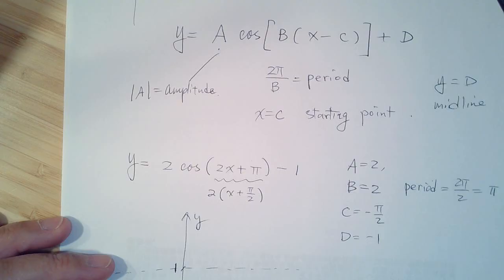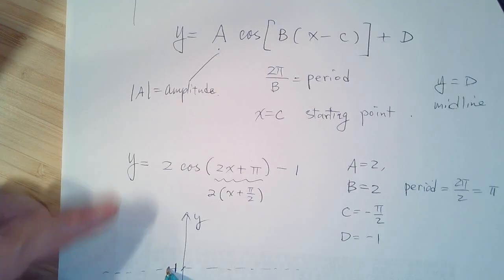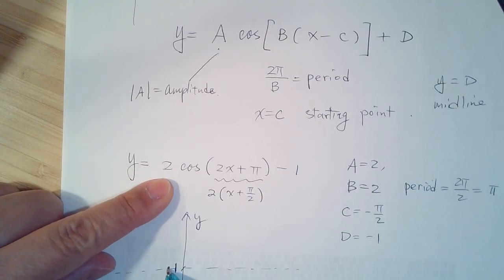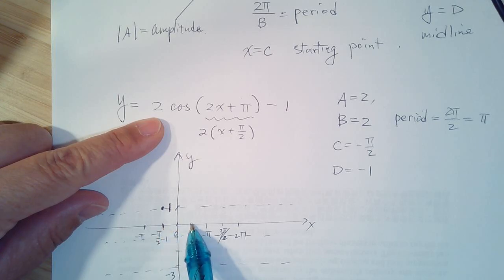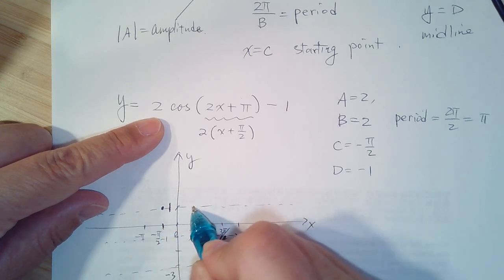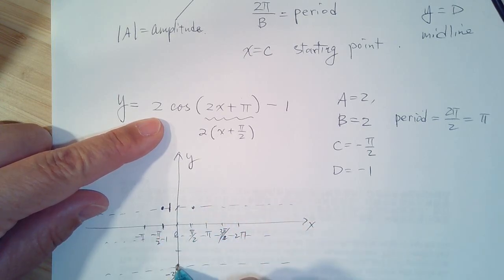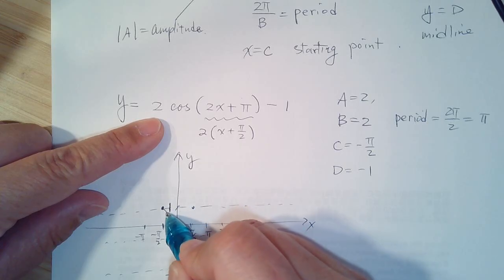Remember, I start from the top. Since my A here is positive, I start from the top. And each period is pi, so it's going to be from negative pi over 2 to positive pi over 2. So I will go like this.